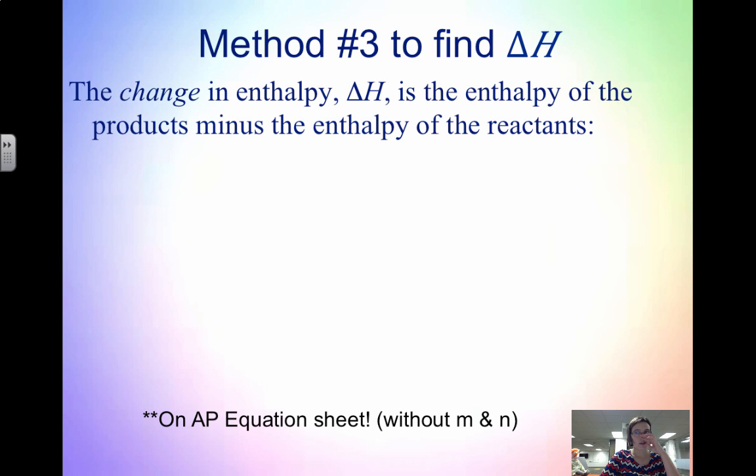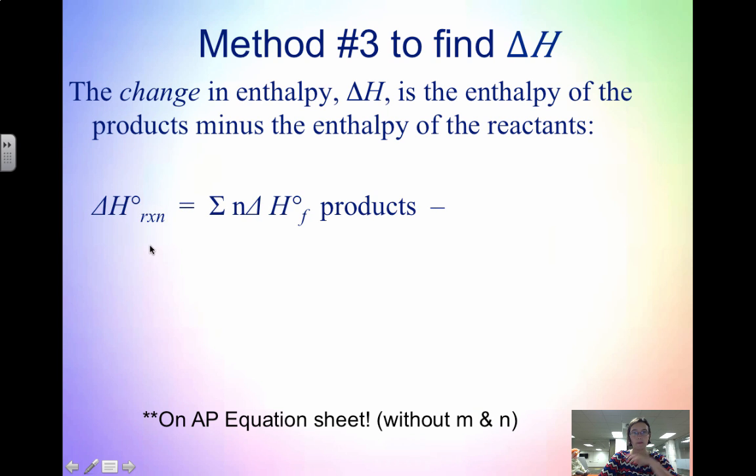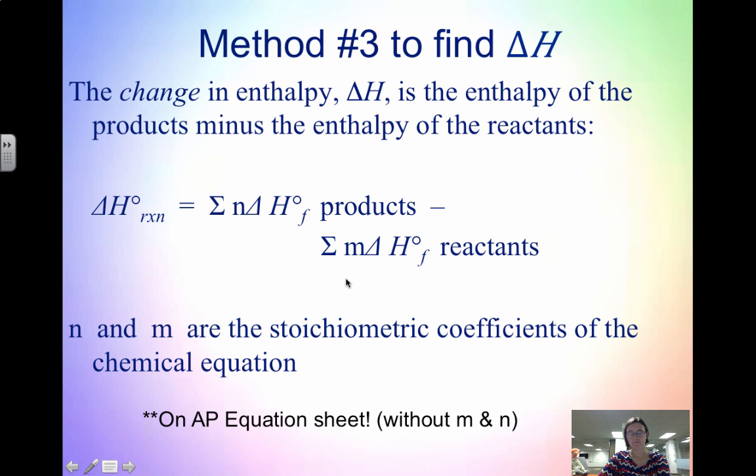So this is the third method to find delta H. We've already talked about calorimetry, we talked about Hess's law. We can now use the change in enthalpy based on heat of formation. So delta H naught of reaction is equal to the sum of the heat of formation of products minus the sum of heat of formation of reactants, taking into account stoichiometry with N and M. And this is on your equation sheet. You just need to know how to use it.